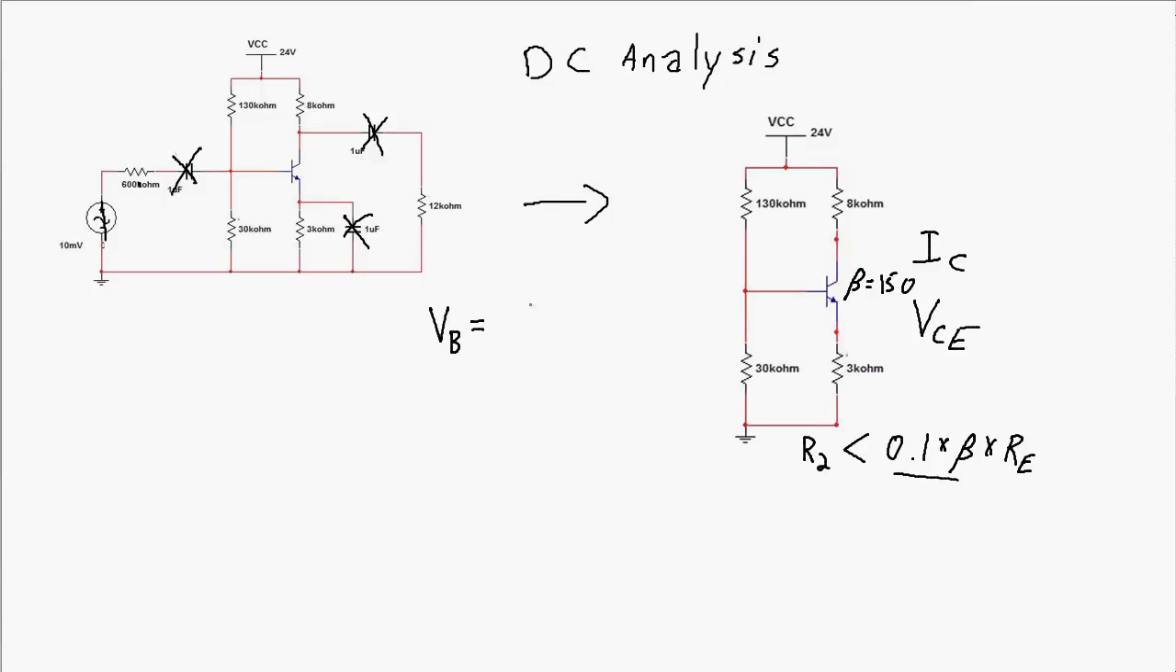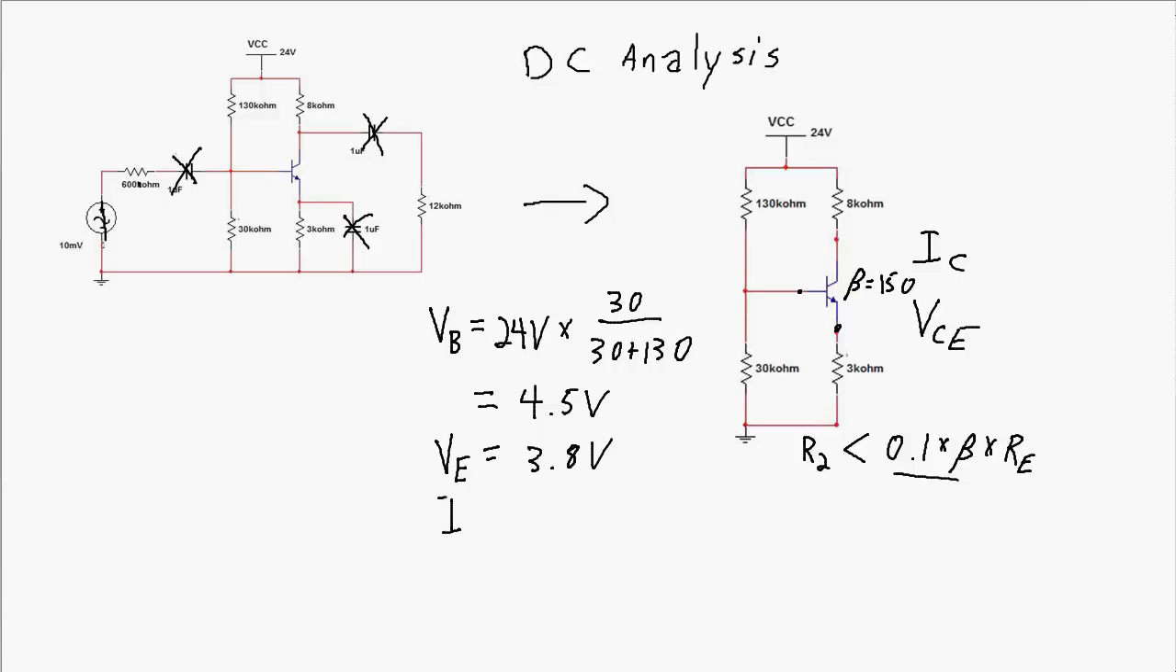The voltage at the base is going to be 24 volts times 30 over 30 plus 130, and that works out to 4.5 volts. The voltage at the emitter is going to be 0.7 volts less than the voltage at the base, so that will be 3.8 volts. The emitter current is going to be the 3.8 volts over the 3,000 ohms of the emitter resistor. So we're figuring out this current. Works out to 1.26 milliamps.